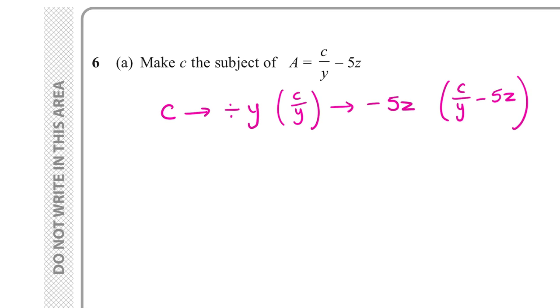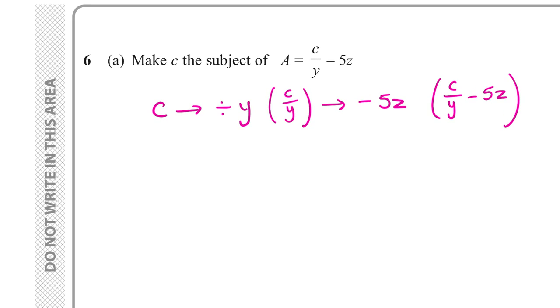Perfect. So if I want it to be C equals, I'm going to go backwards. What was the last thing I did to C? I minus 5z. So what do I need to do to undo that? I need to add 5z. Yes. Okay? So that means the first thing I need to do is add 5z to undo that. Yeah? Now, I'm left with c over y. What was the next thing I did? I divided by y. However, I would now times by y.